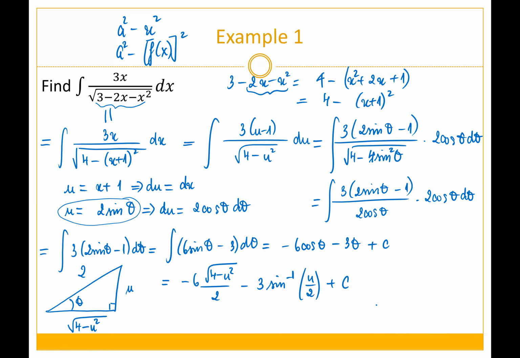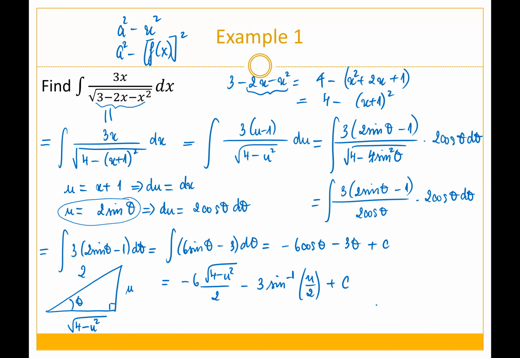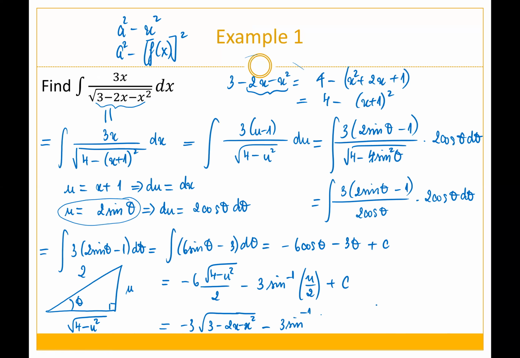Now you put everything back into u. The next step is to put everything back into x as they gave us. And so it's negative 3 square root of 3 minus 2x minus x squared, because 4 minus u squared is this part, that's the first thing that we do. Then negative 3 inverse sine of x plus 1 over 2 plus c. So this is my final answer for this exercise.